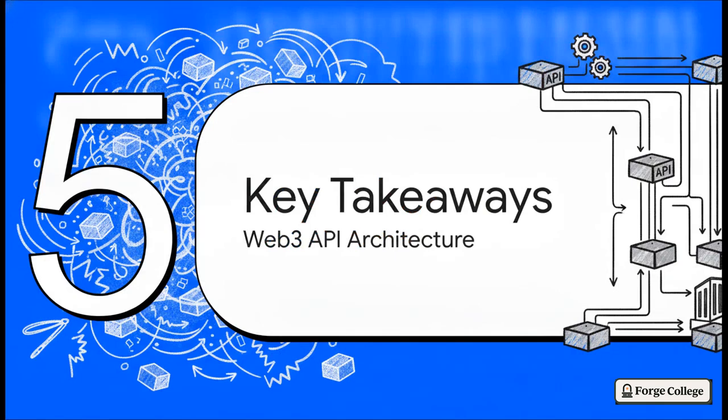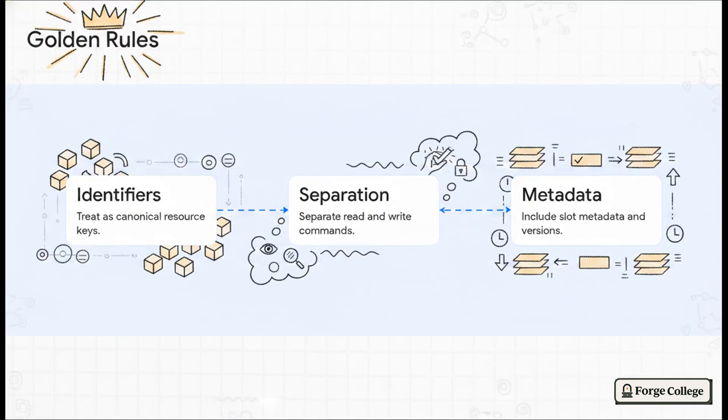Finally, Section 5. Our key takeaways. So we've basically translated the Wild West of blockchain data into civilized, predictable web resources. And it all comes down to these 3 golden rules. Number 1, always treat Solana identifiers as canonical resource keys. Number 2, strictly separate your read-only catalog queries from your state-changing write commands. And number 3, always include explicit slot metadata and schema versions. If you follow these, your endpoints are going to be incredibly robust and super client-friendly.